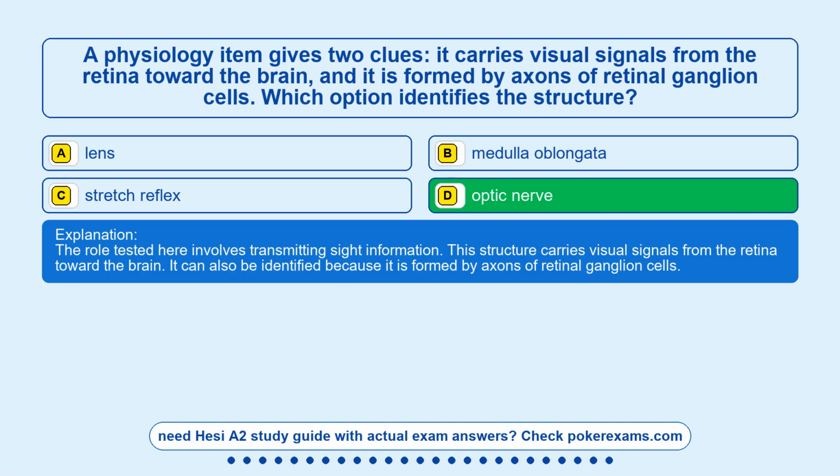The role tested here involves transmitting sight information. This structure carries visual signals from the retina toward the brain. It can also be identified because it is formed by axons of retinal ganglion cells.